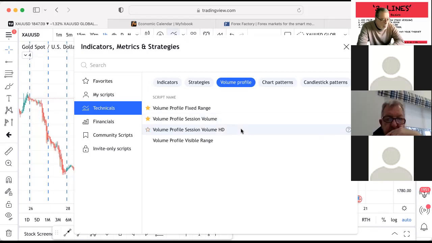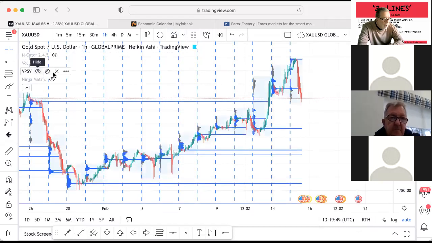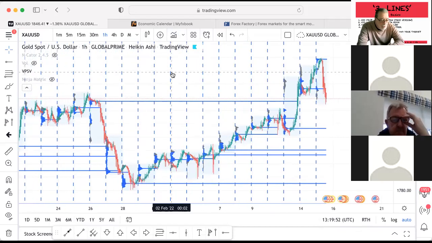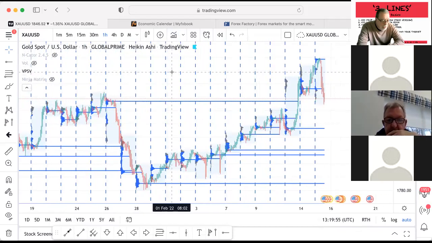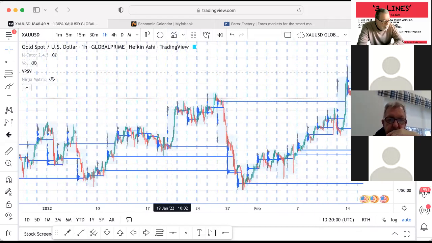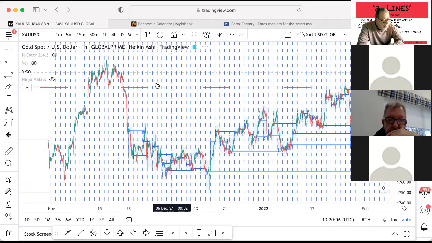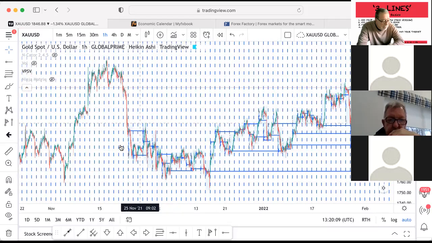I've already got that on, so I won't click on there. I'll go back and I'll find that. So fixed volume profile, session volume. Right, so I've now automatically got the volume profile levels for, you see how far it goes back. It comes to an end on this particular chart. It comes to an end on the 23rd of November.